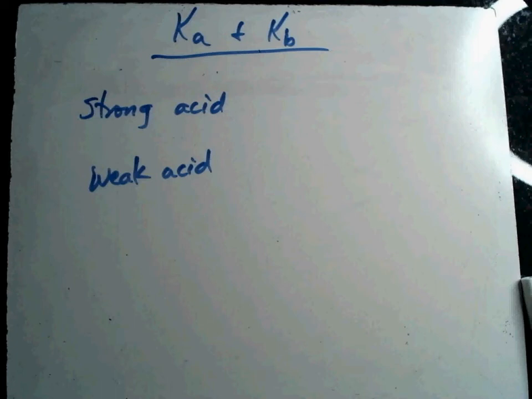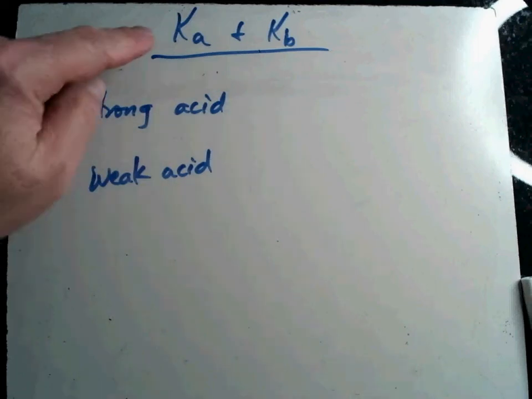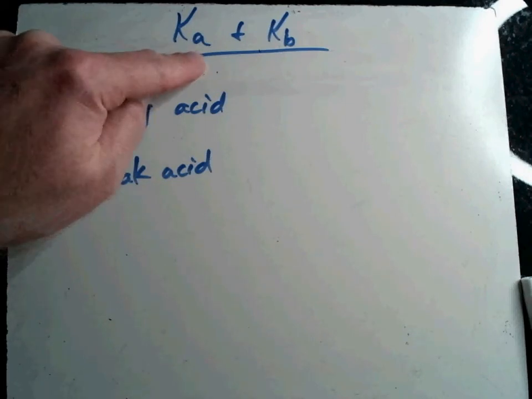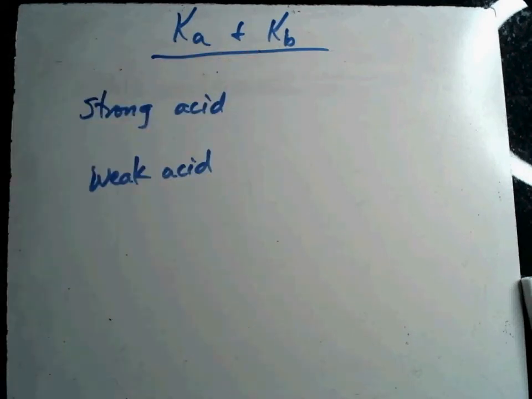All right, in this video we're going to talk about Ka and Kb. We're going to be talking about the equilibrium constant for acids and the equilibrium constant for bases. So let's talk here first about strong acids versus weak acids.